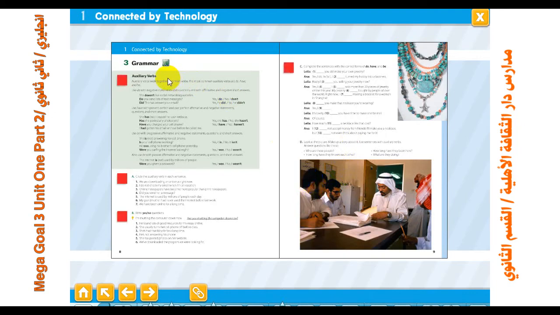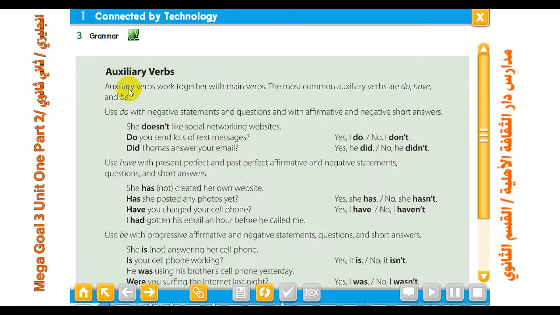Today we have a grammar lesson on page 8 and 9. Our lesson today is auxiliary verbs. What are auxiliary verbs? These are verbs that are used before a main verb, and they are used to form the affirmative sentences or the negative sentences or the short answers.